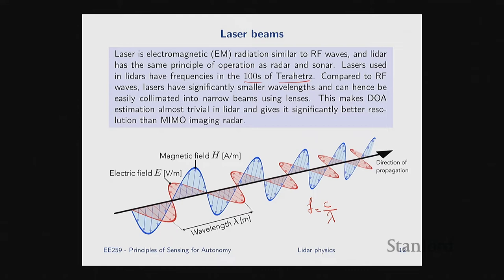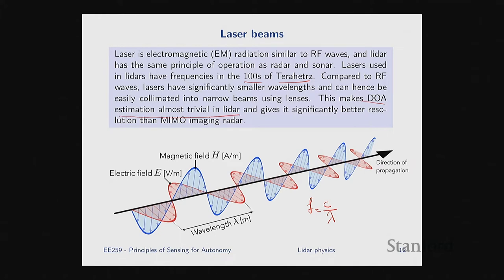But what is interesting is that at these higher frequencies or shorter wavelengths, you can use things like lenses to make really, really narrow beams. That was a challenge for radar, right? For radar to make highly directional antennas, you need very big dishes, like parabolic antennas, or very, very large MIMO arrays to make pencil-like beams, as we saw. That's not practical for robotics. In other applications in radar, they can use those antennas. But in robotics, you have to work with small apertures, which means radiation patterns are very wide. Not the case for LiDAR. At these frequencies, you can easily focus your beam, and this makes the DOA estimation almost trivial in LiDAR.